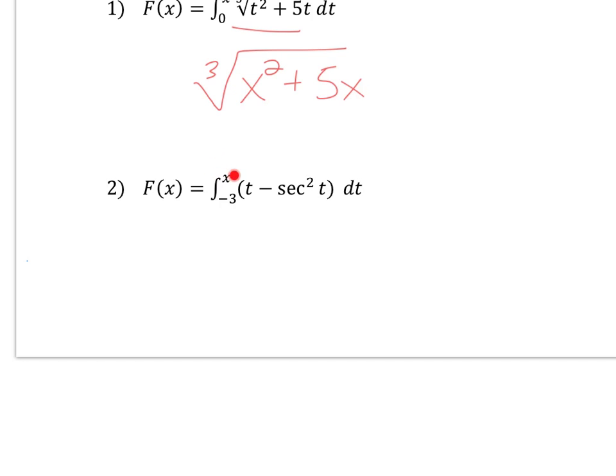Our upper limit of integration is x, just like it was last time, and we're taking the derivative just like we were last time. So we're taking the derivative of an integral, which means we're going to take this x, this upper limit of integration, and plug it in for all of the t's. So what we end up with is, instead of t, it is going to be x minus, instead of secant squared t, it's going to become secant squared x. And that is actually the result.